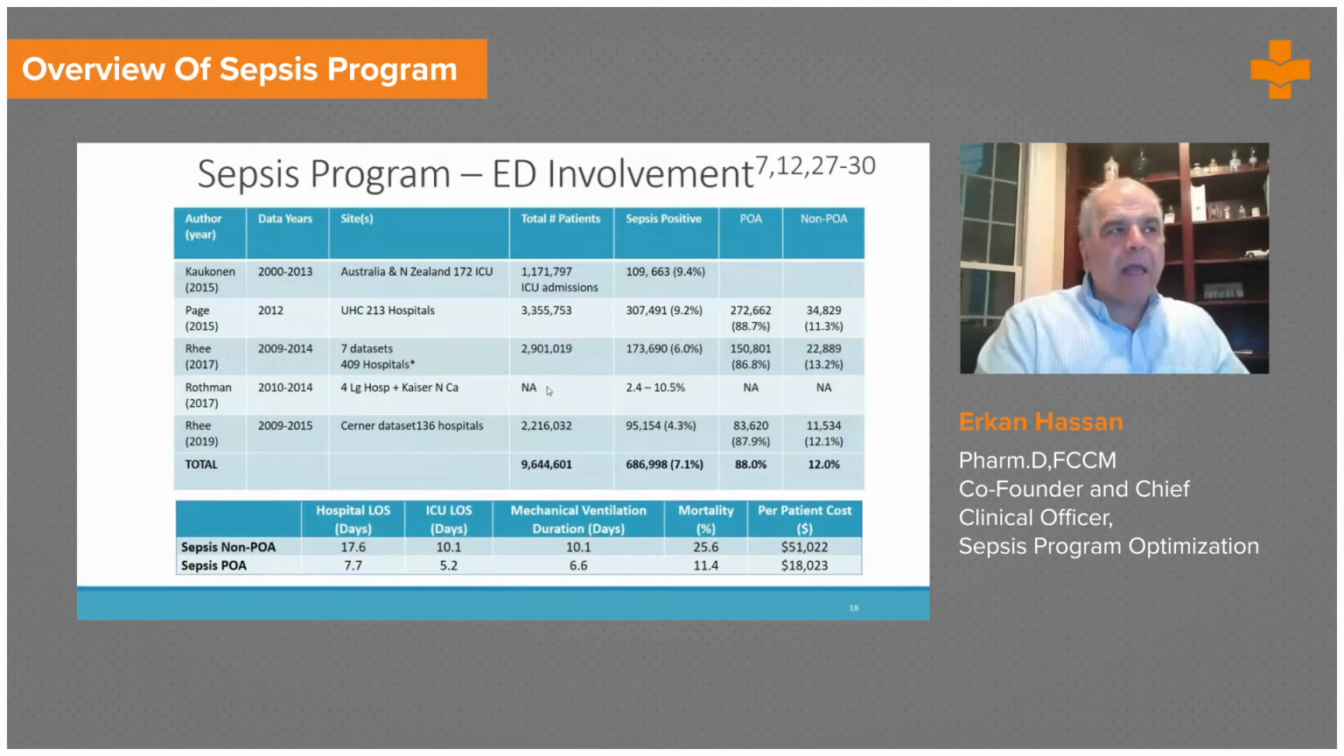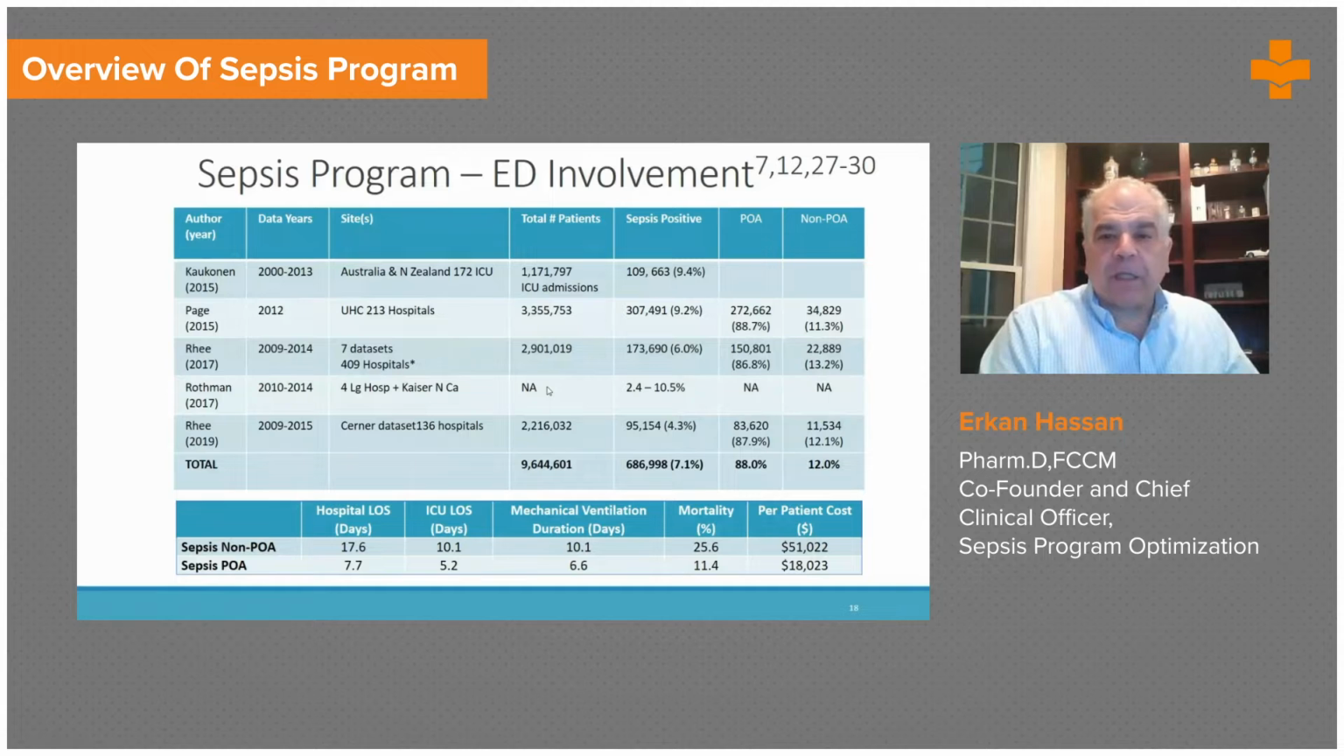Now let's talk about the non-POA for a minute, not present on admission. Why would it be non-present on admission? There are two reasons. Number one is you missed it. When the patient presented to the ED, they had sepsis and it was a misdiagnosis. The number two reason is they get admitted to the hospital for some other cause, and then they develop sepsis as a late complication. So that's the 12% non-present on admission.